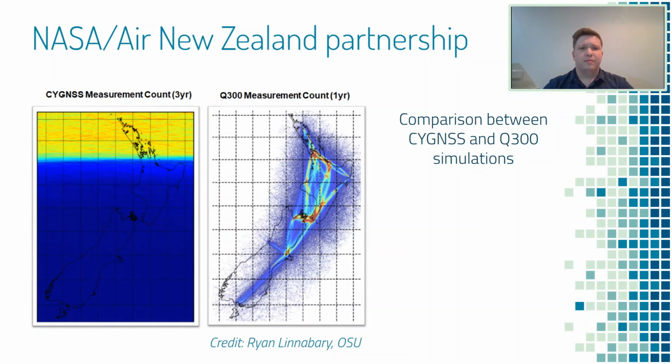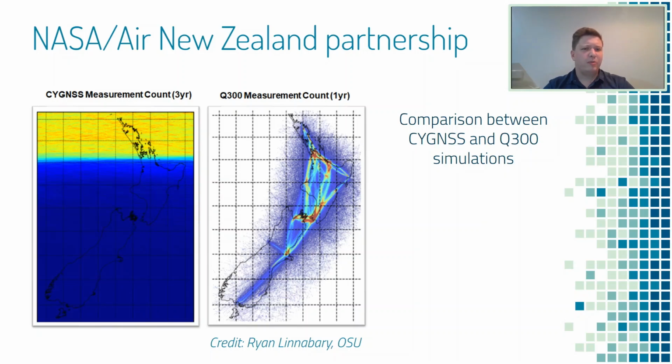So why New Zealand? Here we see a coverage comparison between 3 years of Cygnus coverage data and 1 year of simulated Q300 receiver data. As we can see, yellow on the left-hand plot shows a huge amount of coverage, and blue shows pretty much no coverage. The reason for this is that the Cygnus satellites are limited in latitude coverage. They orbit around the equator, so there's only so far down that they can get. They were made to monitor tropical cyclones. But we still do have a slight overlap with New Zealand.